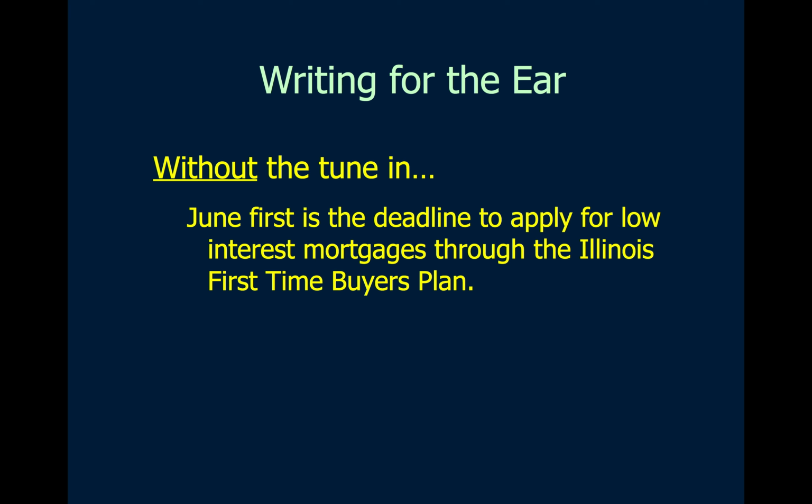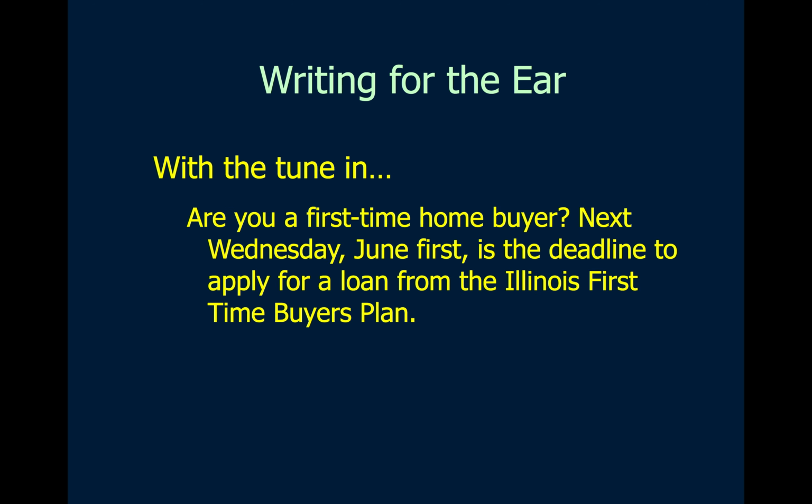So here's an example without the tune-in. June 1st is the deadline to apply for a low-interest mortgage through the Illinois First-Time Buyers Plan. By the time you hear low-interest mortgage and Illinois First-Time Buyers Plan, the deadline is already passed. However, if I switch it to a tune-in, are you a first-time home buyer? Well, if you are, you're going to pay attention. You being a high school student probably are not. You will remain a passive listener, and that's okay. I don't need you to be an active listener because this, for you, isn't active. But let's say you are a first-time home buyer. You hear that, and now you hear next Wednesday, June 1st is the deadline to apply. Now you're paying attention to the facts.